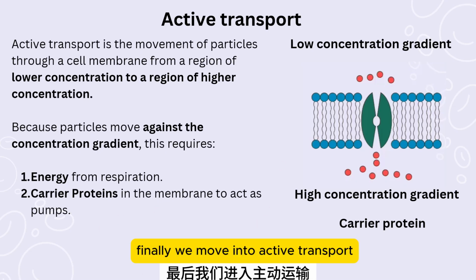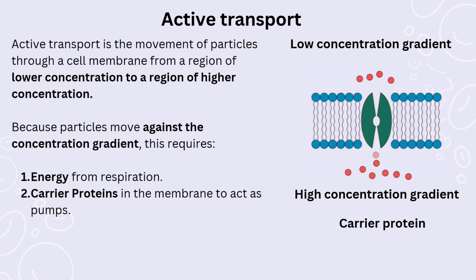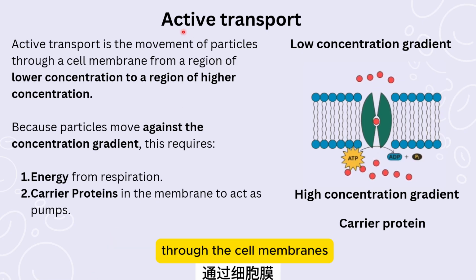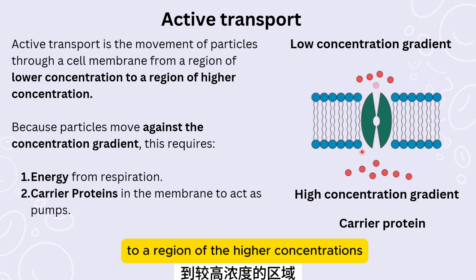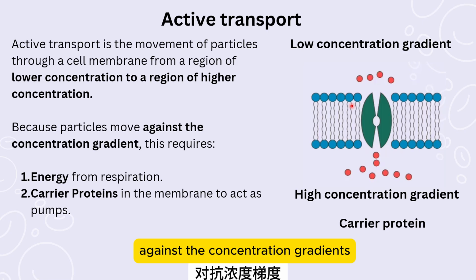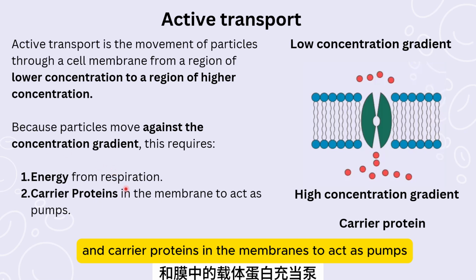Finally, we move into active transport. This is the opposite of osmosis. Let us look at the definition. Active transport is the movement of particles through the cell membrane from a region of low concentration to a region of higher concentration. Because particles move against the concentration gradient, this requires energy from respiration and carrier proteins in the membrane to act as pumps.